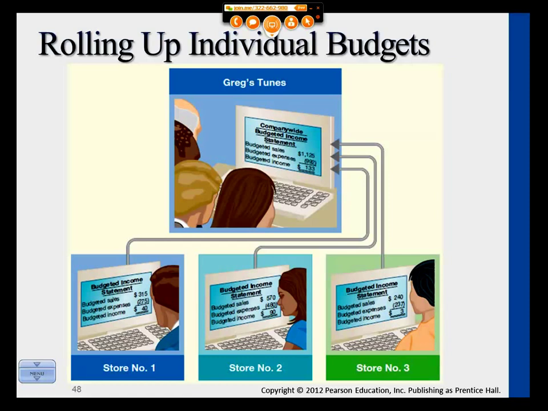All right, so let's look at rolling up individual budgets. What is the procedure? Let's say our company is Greg's Tunes, and we have 3 stores: store 1, store 2, store 3. The company's headquarters is going to roll up the budget data from all of the stores into one income statement. So we have a budget income statement for store 1, store 2, and store 3, and we roll them into Greg's Tunes' company-wide budget income statement.